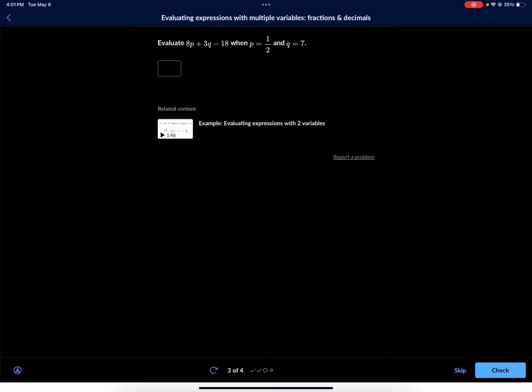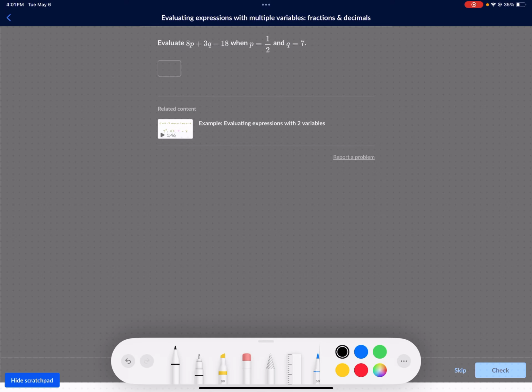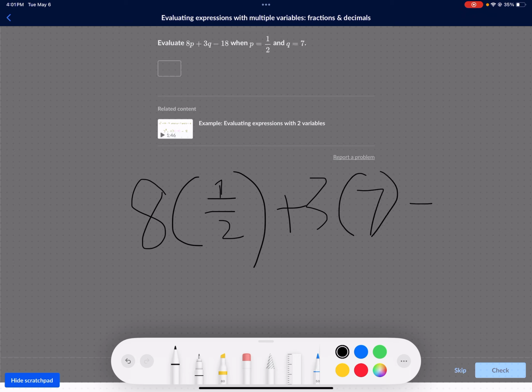Evaluate 8p plus 3q minus 18 when p is 1/2 and q is 7. This looks a little tough. Do you think we can do it? I bet you we can. Let's do this. Plug and chug. We have 8 times 1/2, plus 3 times 7, minus 18.